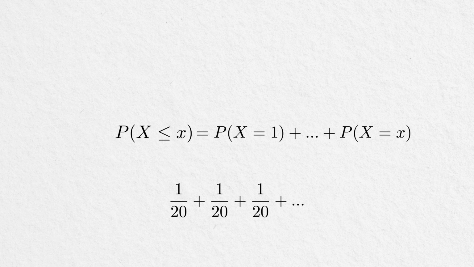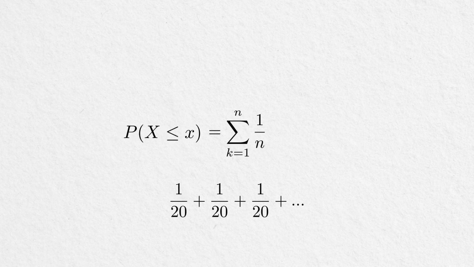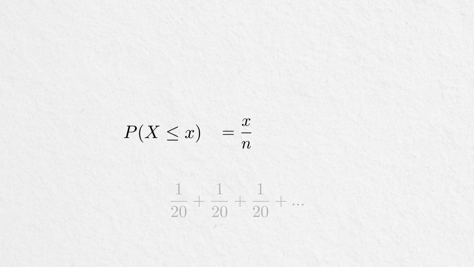which can simplify to the sum of all 1 over n terms over the range given by our target number. The probability that random variable capital X is equal to or lower than the result x is the sum of all the 1 over n terms from 1 to our goal number. Simplifying further, and we have in our right term the target number, divided by the number of sides n.